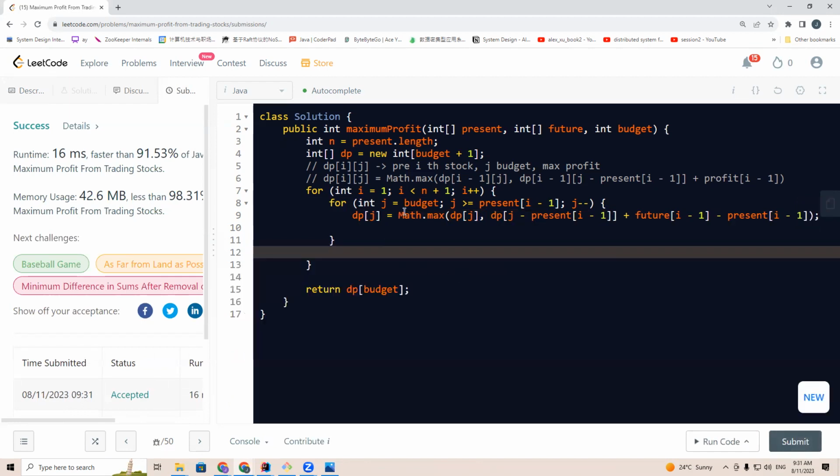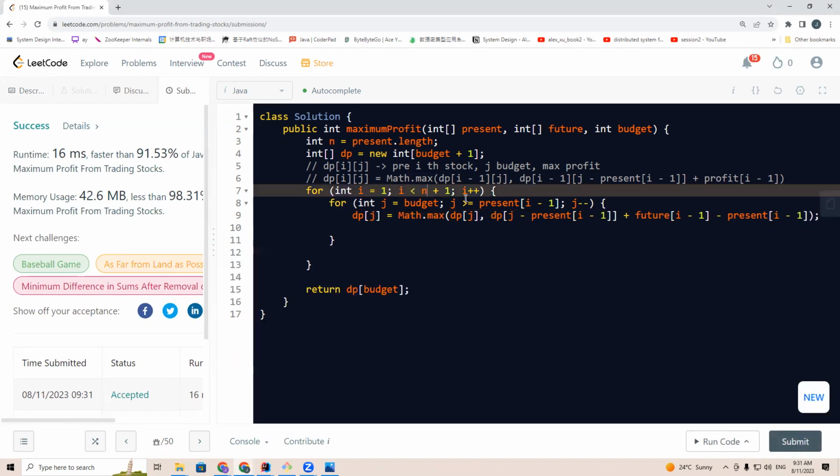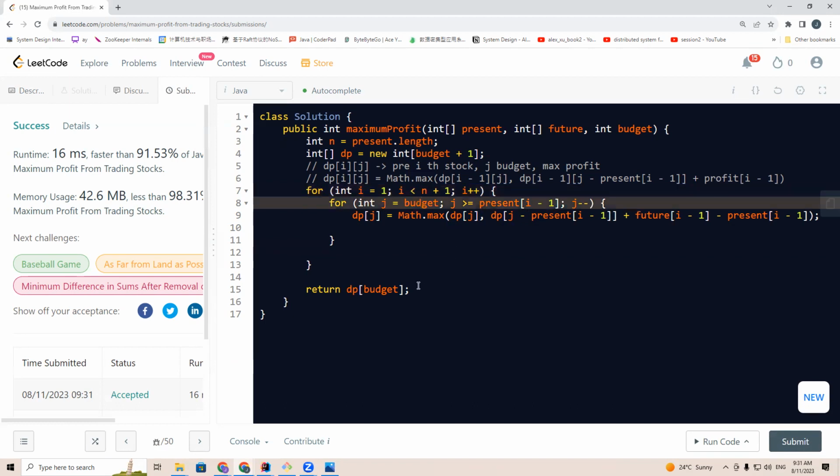Okay, doing it this way, the time complexity will still be n multiplied by budget, and the space complexity will be O(budget).